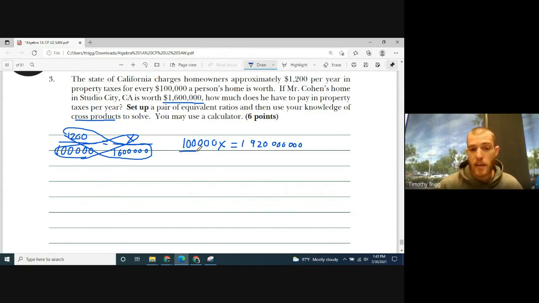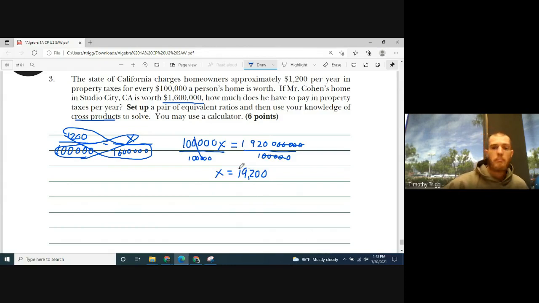Then, in order to get X by itself, we divide by this 100,000. Divide by 100,000 here. So X equals, by the way, a little trick when you're dividing, you can cancel out zeros at the ends, right? So there's 5 zeros, 5 zeros here. I can cancel with 5 of these zeros here. 1, 2, 3, 4, 5. So that leaves us with 19200. So he can expect to pay $19,200 per year in property tax.